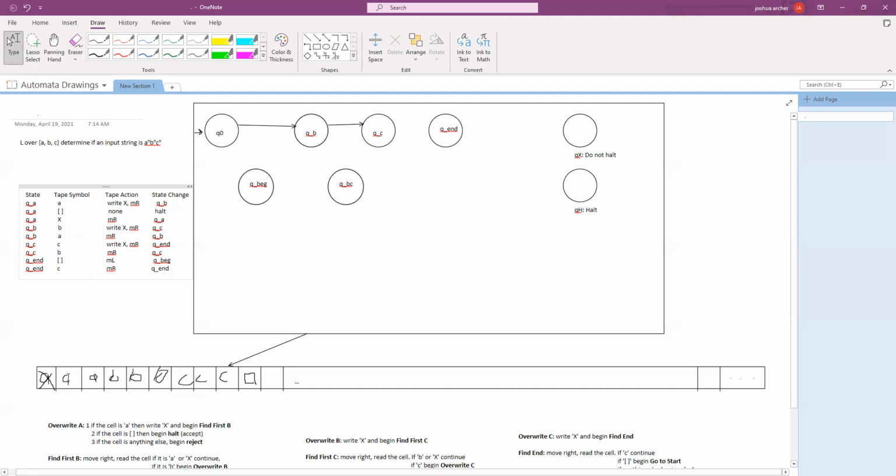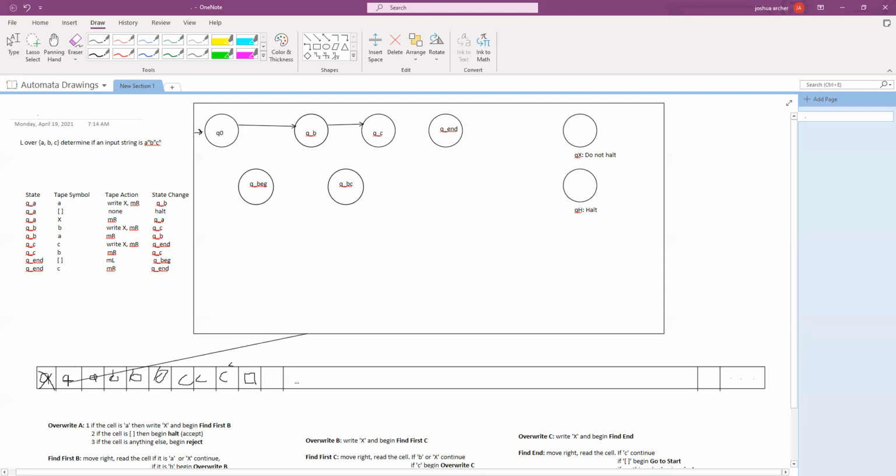Okay, so I've just written an X here, meaning I found the first A. Now I need to find the first B. So in order to find the first B, I move into my QB state and I move right. So now I'm in the QB state. Before I had a rule for if I'm in QB and I see a B, I do something, and if I'm in QB and I see an X, I do something. But I didn't have a rule for if I'm in QB and I see an A.